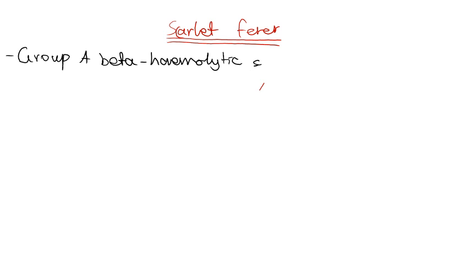streptococcal bacteria. Now let's break down this term. Group A refers to a specific classification that these bacteria exist within. Beta hemolytic refers to the ability of that bacterium to allow for the breakdown of erythrocytes, and essentially there are three different groups: beta hemolytic, alpha hemolytic, and gamma hemolytic.